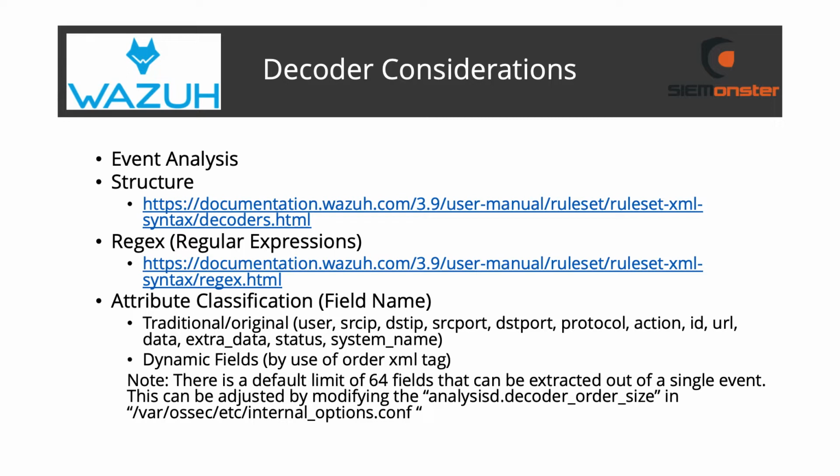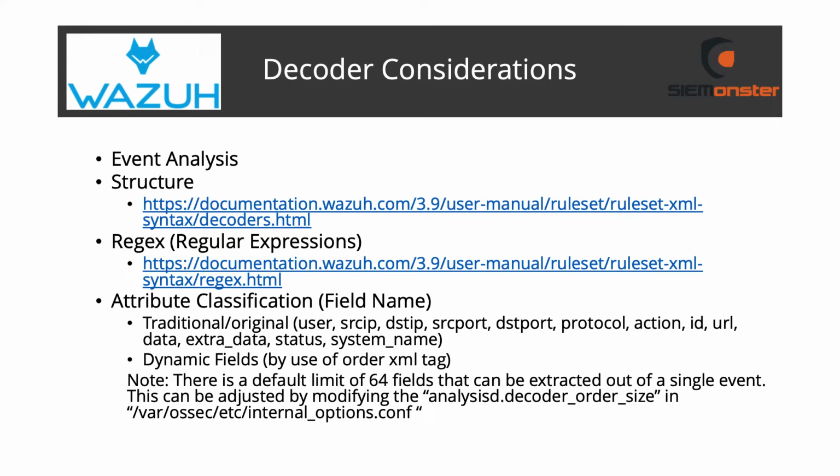In Wazuh's context, those are referred to as fields, and the default attributes that they support are user, source IP, destination IP, source port, destination port, protocol, action, ID, URL, data, extra data, status, and system name. Those are called traditional or original fields in Wazuh.